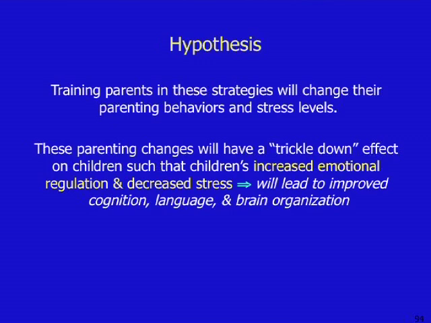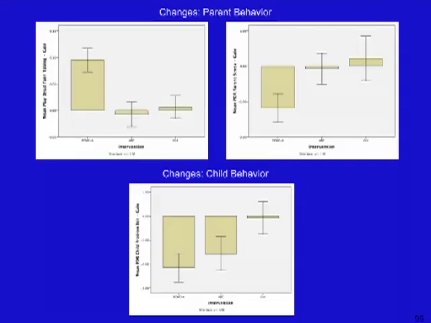And we thought that training parents in these strategies would change their parenting behaviors and their stress levels, and the decreased stress would improve cognition, language, and brain organization. Well, first, did the parents change? We videotaped parents and children. This is a videotaped parent-child dyad. What we talked to parents about is, instead of doing a one-way barrage of information toward their child, or a single word, shut up, try this kind of serve and return approach. So, if your child says one thing to you, you might want to say one thing back instead of five. It's called turn taking, and we measured that from pre to post.